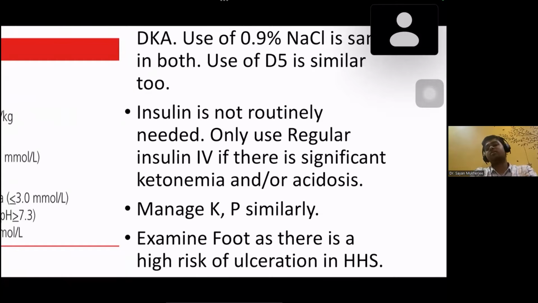Similarly, for potassium and phosphorus, it's similar. If it's less than 3.5, ask for senior help. If it's 3.5 to 5.5, you give 40 millimoles. And if it's more than 5.5, no replacement is needed.